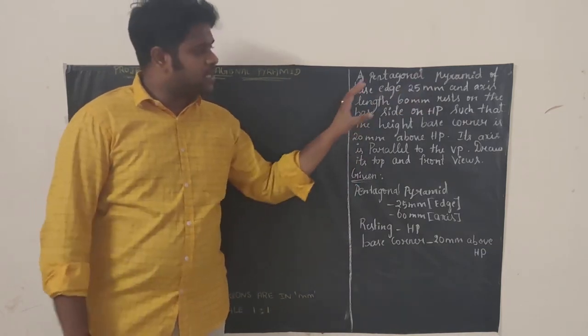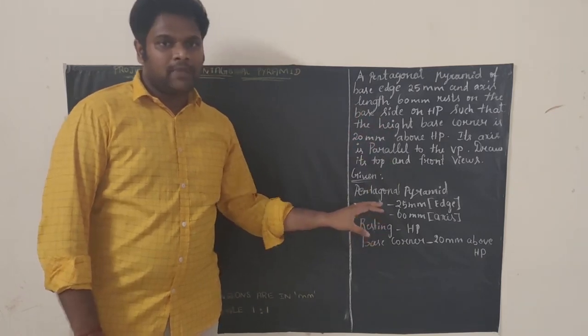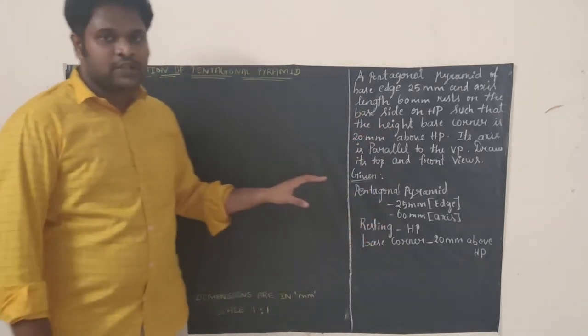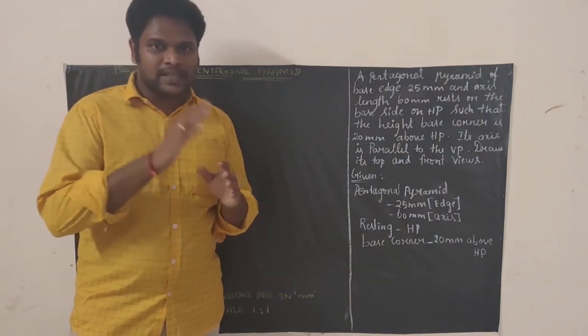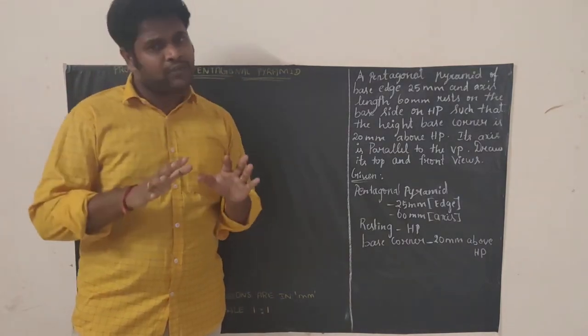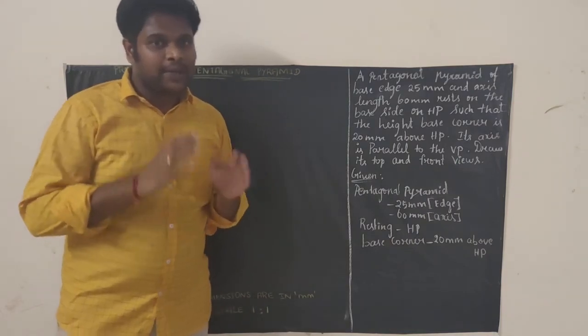Initially I will be explaining the question, and then I will be explaining how to write the given data, and then I will be explaining the step by step procedure for drawing the diagram. So if you listen carefully and follow my instructions step by step, it will be very easy for you to understand and replicate the same in your diagram. It's very simple. Already we saw a few problems on resting on HP and VP. Now I am going to just change the solid alone. The solid is a pentagonal pyramid.